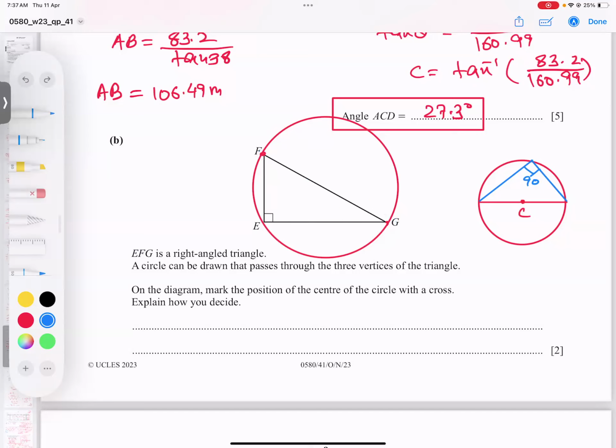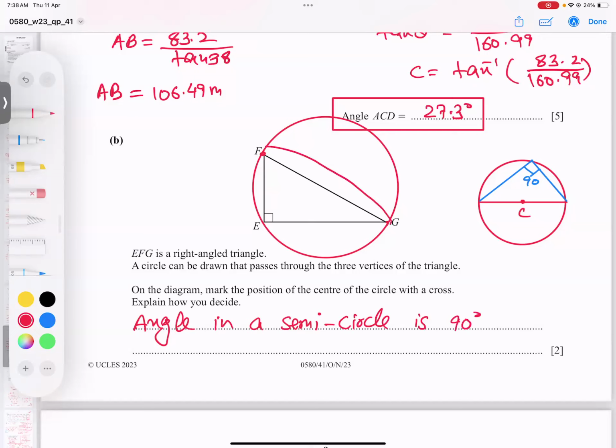He did not mention it in the question, but we have to assume and confirm it here. On the diagram, mark the position of the center of the circle, and explain how you decided. So we can give a reason for it, and the reason is: angle in a semicircle is a right angle. Or you can just write 90 degrees, also acceptable.